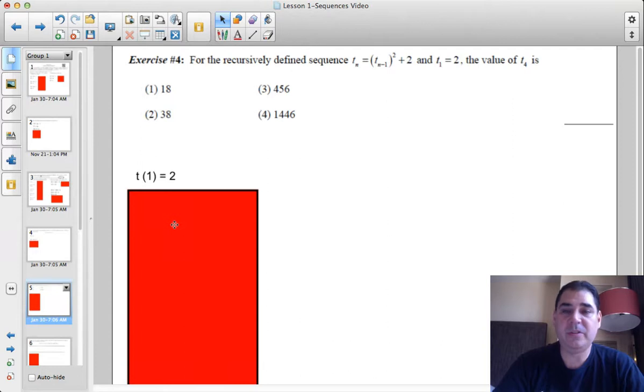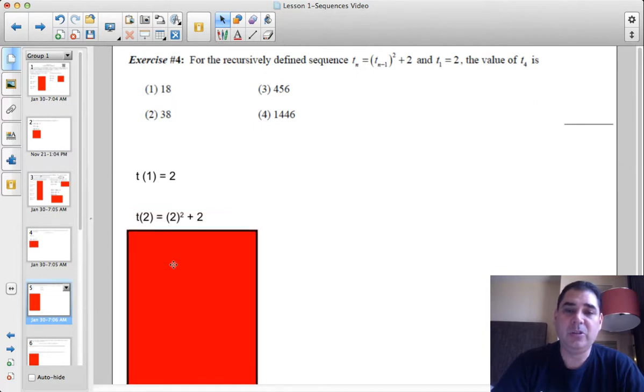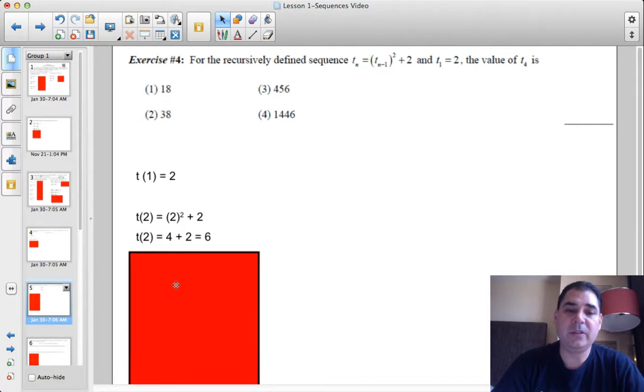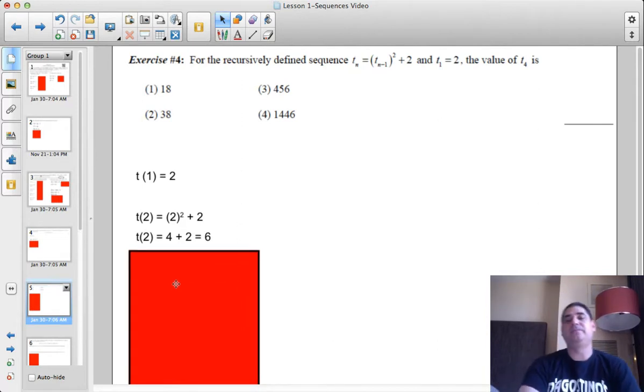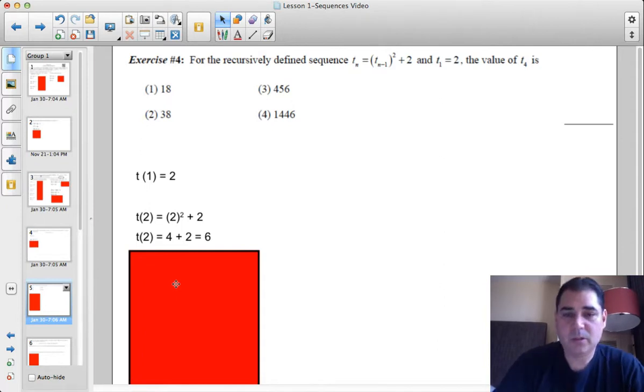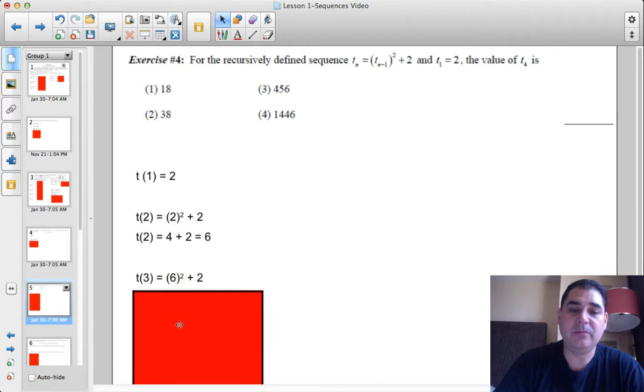So here's the first term of the sequence, which is 2. Now it's telling us to take the previous term. If I want the second term of the sequence, you take 2, you put it in, you square it, add 2. That's what it's telling you: take the previous term, square it, and add 2. And that gives us 4 plus 2 is 6. Now if I want the third term, you pick the previous term, which is 6, square it, add 2, repeat the process. 36 plus 2 is 38.